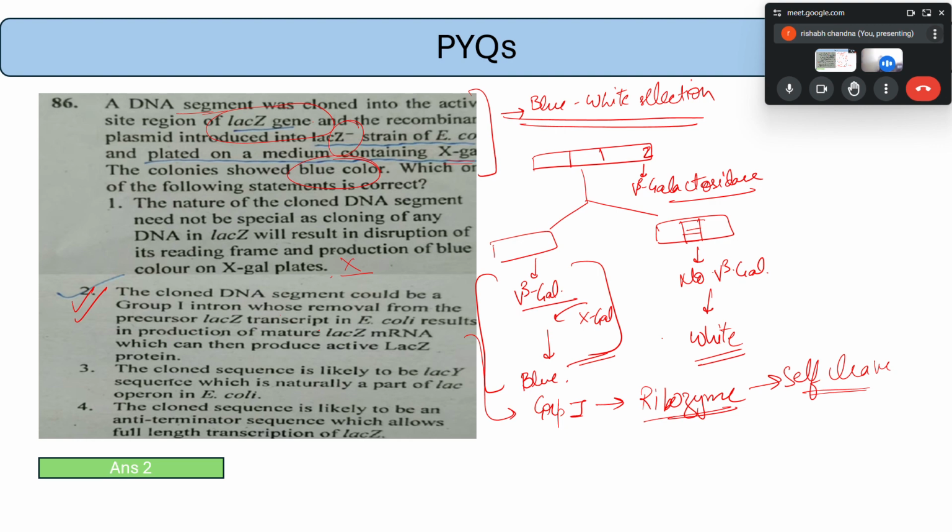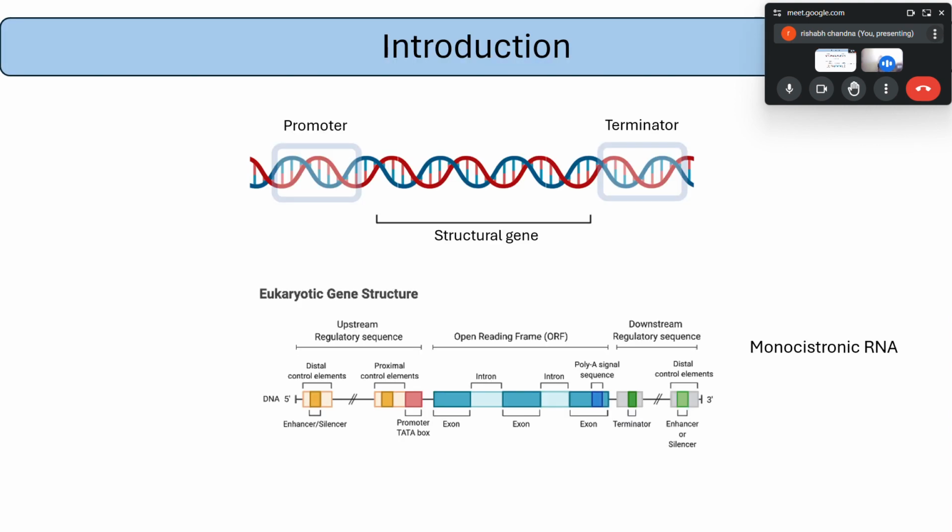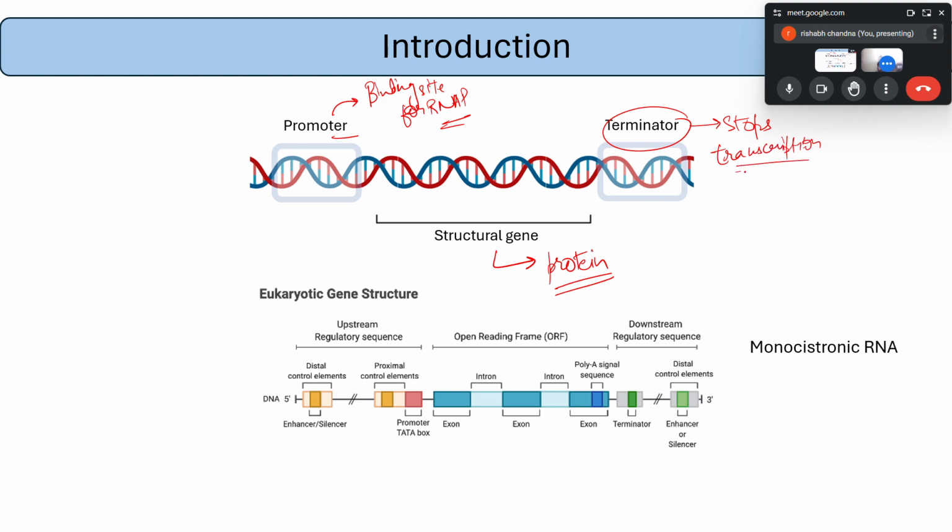Okay, so this marks the end of our PYQ session for prokaryotic transcription. Now we'll be starting with eukaryotic transcription. As we already discussed before, the basic idea about the transcription unit is that there is a structural gene that codes for a protein. Before that, we have a promoter, which is basically the binding site for RNA polymerase, and the terminator that basically stops the transcription.